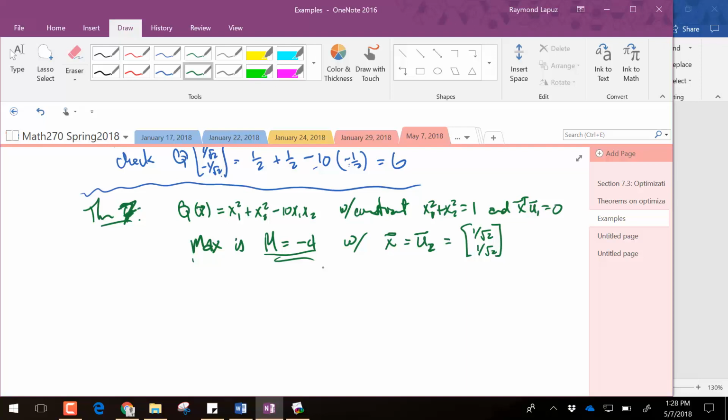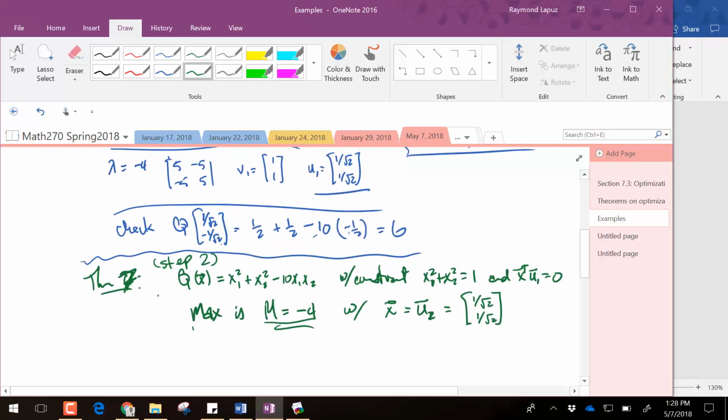Oh, because you took away the first maximum of 6. So this is like Theorem 7, step 2 kind of thing. Yeah, so if you basically eliminate your current maximum eigenvalue, then the next maximum eigenvalue is going to be -4. Yeah, you don't have to go through all that.